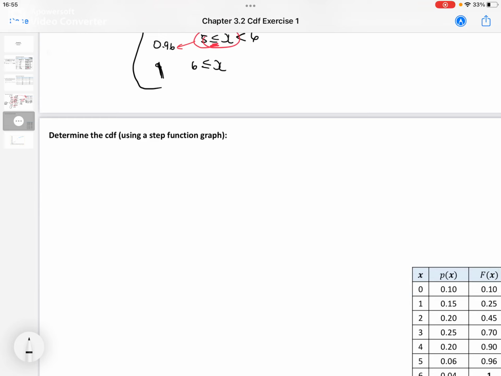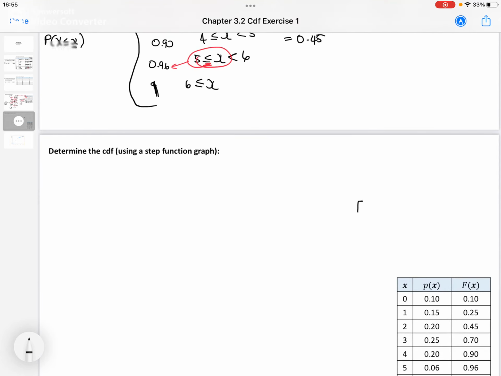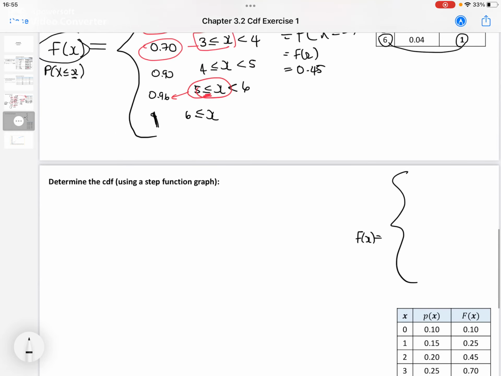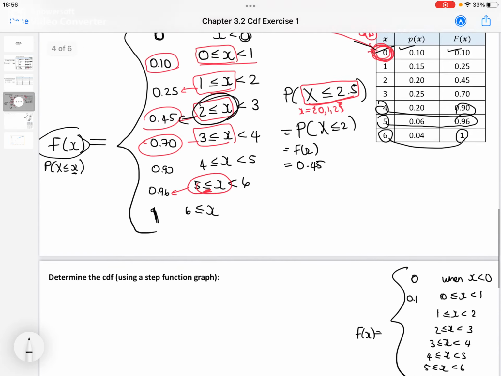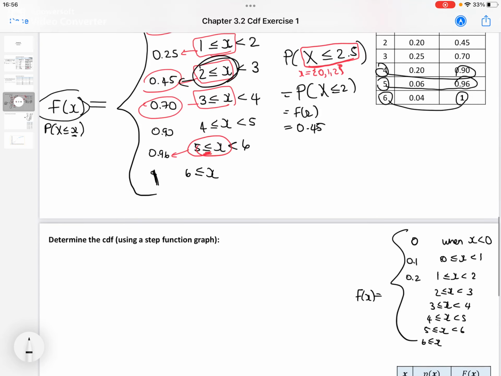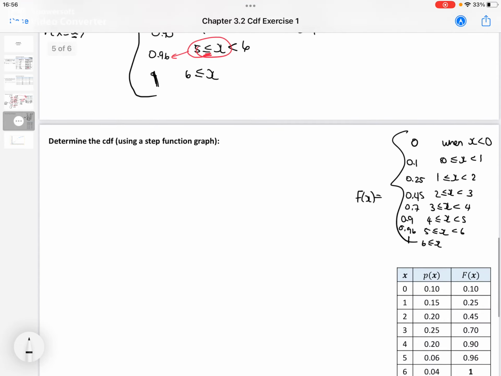All right, so how do we define the CDF using a step function or a graph? We know from our formula that this is what the CDF looks like. We have probability 0 when we have any x less than 0, probability 0.1 for any x greater than or equal to 0 and less than 1, then greater than or equal to 1 and less than 2, greater than or equal to 2 and less than 3, greater than or equal to 3 and less than 4, greater than or equal to 4 and less than 5, greater than or equal to 5 and less than 6, and then greater than or equal to 6. Okay, so the probabilities are given as 0.1, 0.25, 0.45, 0.7, 0.9, 0.96, and finally the maximum probability of 1.